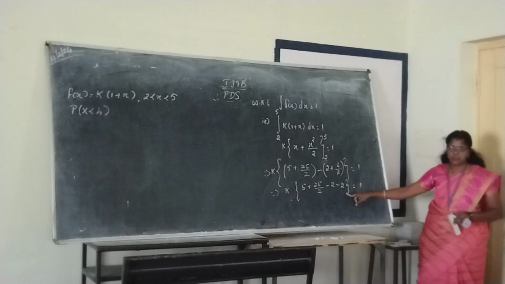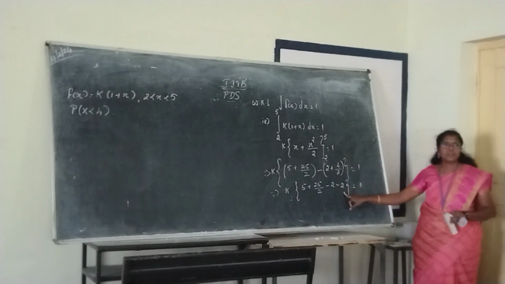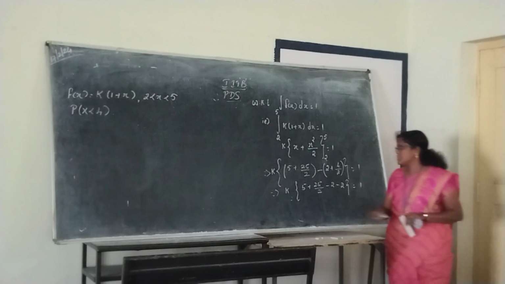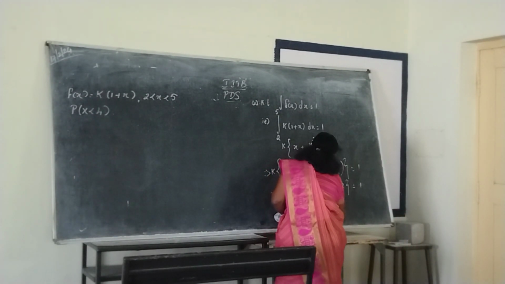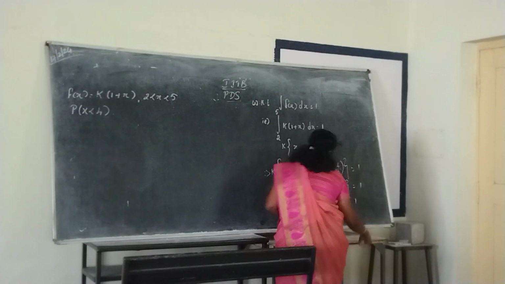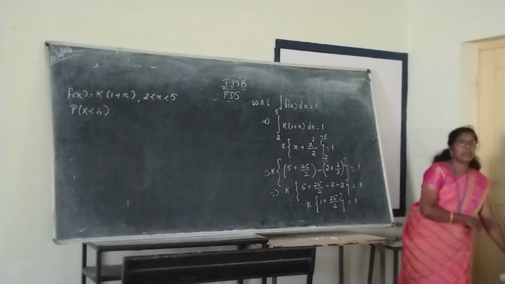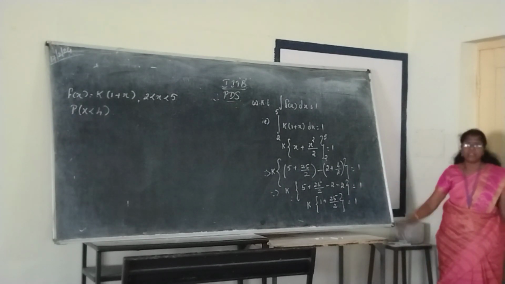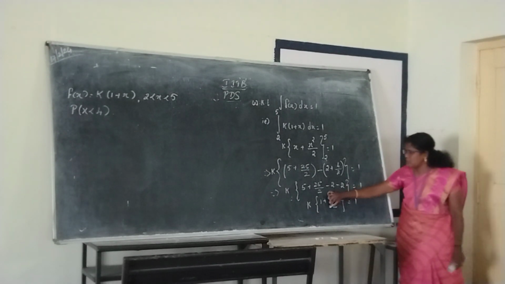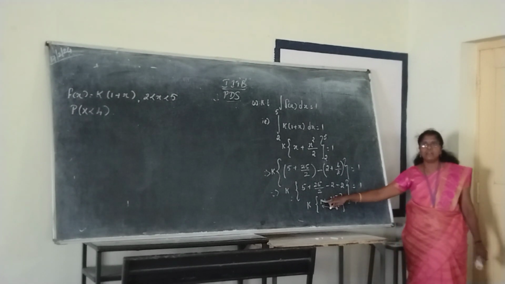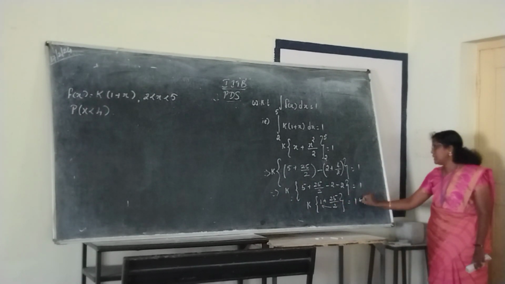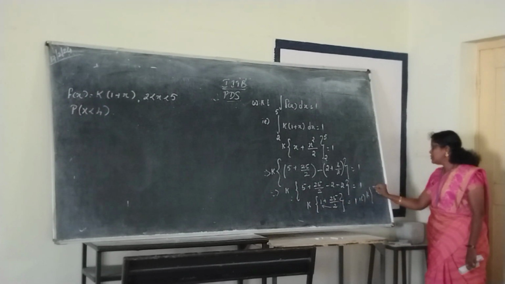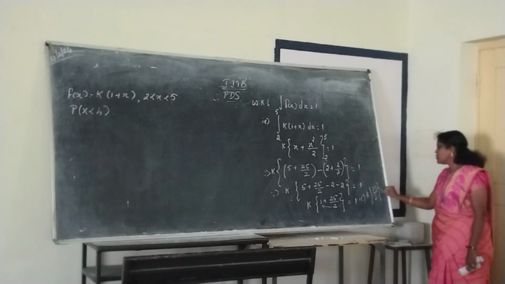What is 5 minus 4? 1. So you can rewrite this as 1 plus 1, k into 1 plus 25 by 2. If you take LCM and cross multiply, 2 into 1 will give you 2. What is 25 plus 2? 27. So you get k into 27 by 2 is equal to 1.